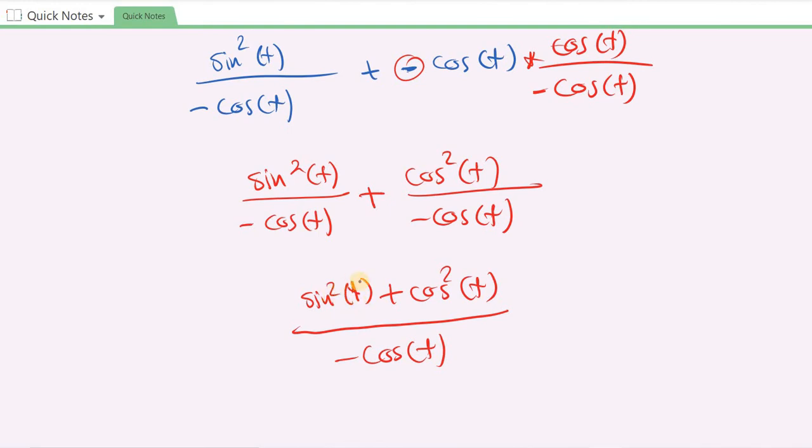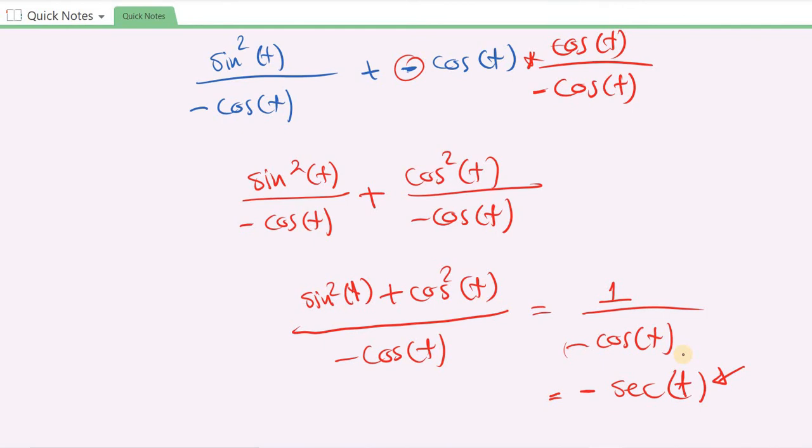Cosine square t plus sine square t is equal to 1. So this is equivalent to saying 1 divided by negative cosine t. I can take the negative and put it in the very front. I know 1 over cosine is secant. So this is going to be negative, and then 1 over cosine is secant t. So this is how I simplify it. This is the simplest form, and the final answer is negative secant t.